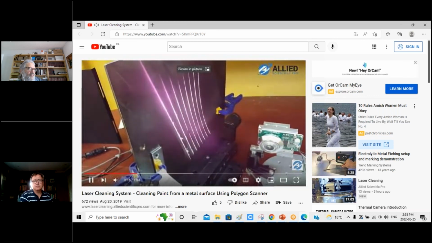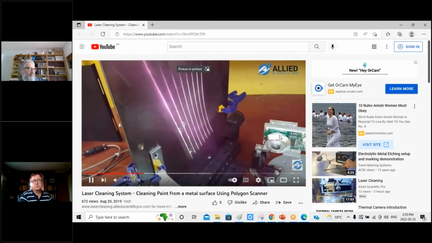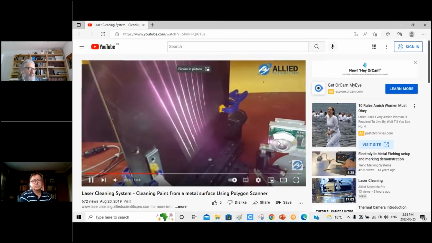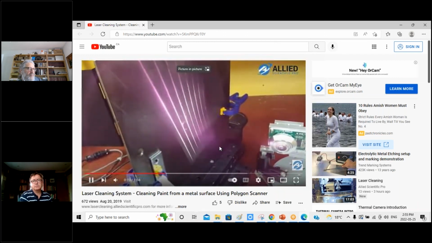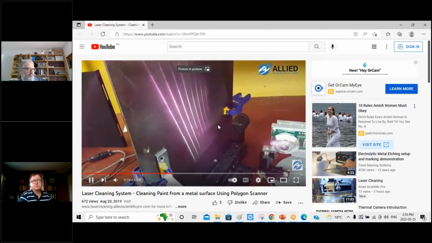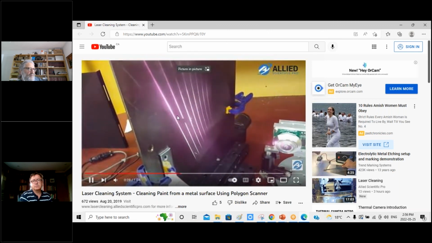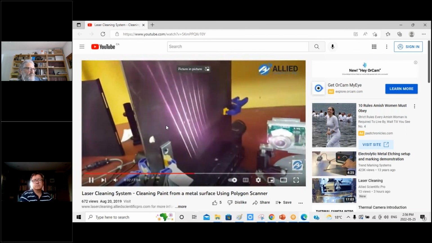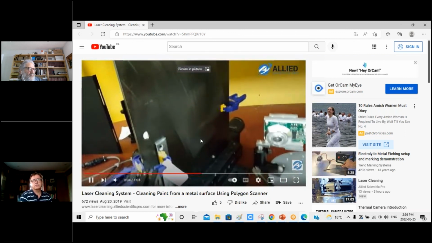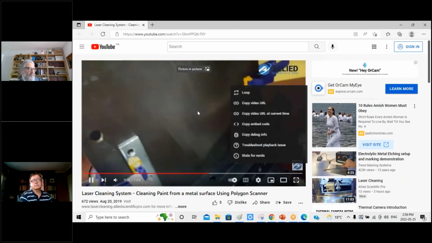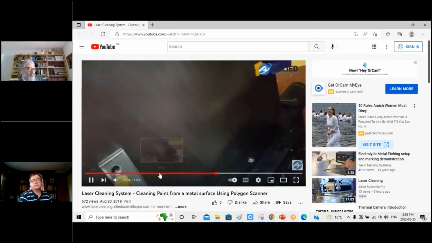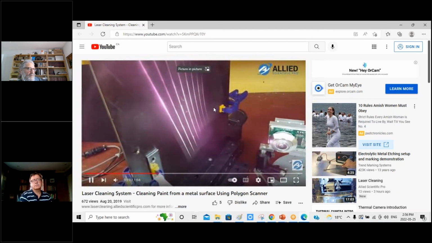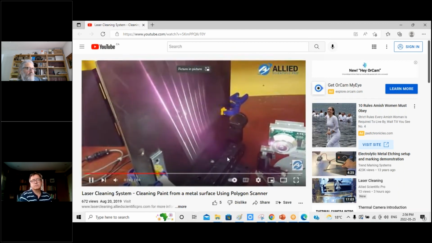So in this case, this is just the demo model of a polygon scanner. You will see there are 8 lines because the facets have different angles, and the camera is not fast enough to distinguish between them. It's some kind of optical illusion. They're not all simultaneously illuminated. There's one and then there's the other, but because the movement is so fast, you see 8 lines.